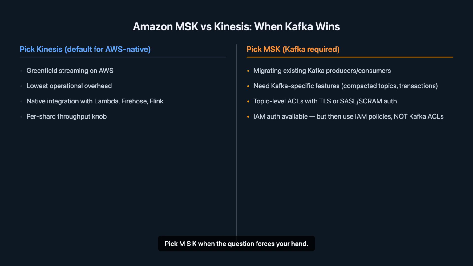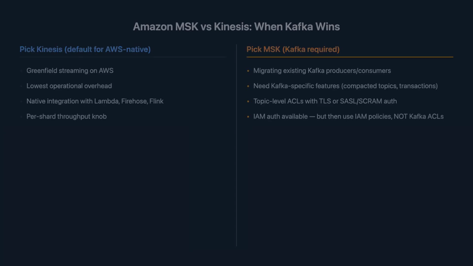Pick MSK when the question forces your hand. You're migrating existing Kafka producers and consumers and rewriting them with the KPL and KCL isn't on the table. You need Kafka-specific features like compacted topics or transactions. Or you need topic-level access control with Kafka ACLs, which work when you're using TLS or SASL/SCRAM authentication. One subtle gotcha: if you configure MSK with IAM authentication instead, Kafka ACLs are completely ignored. You have to use IAM policies in that case.